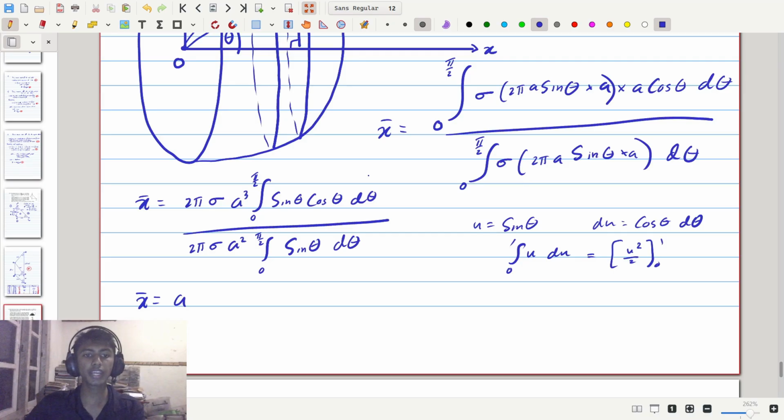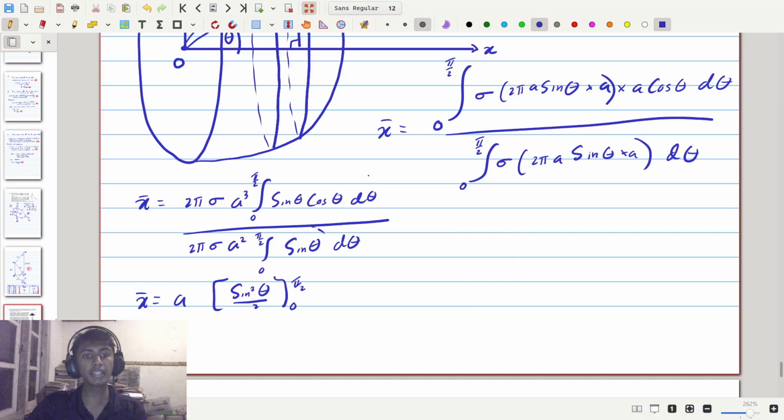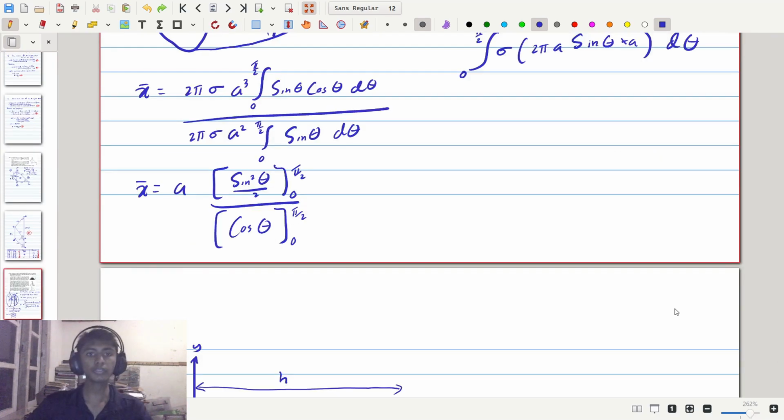So if we substitute this, we are going to have the integral of sine squared theta divided by 2 from 0 to pi by 2, which is basically the same thing as integrating u squared divided by 2 from 0 to 1. Now considering the bottom integral is easy. We know that the integral of sine theta is going to be cosine theta. My apologies, I made a small mistake here. The integral of sine theta is not cosine theta, it's negative cosine theta. So we have negative cosine theta going from 0 to pi by 2.